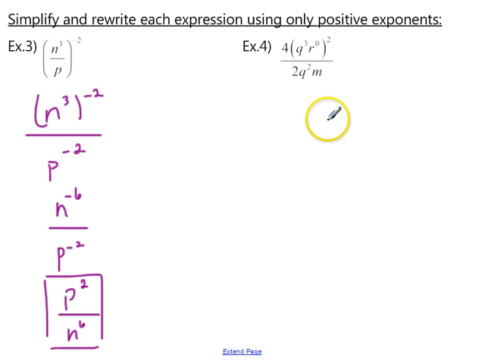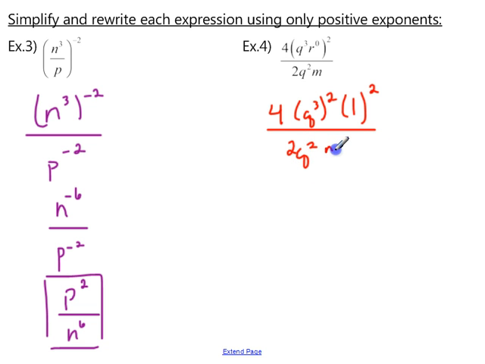For example 4, there are a few things going on, so let's go ahead and work with this. First, let's distribute this exponent to every term inside. So we have 4 times q cubed, and that's squared, and then r to the 0 power. Remember, anything to the 0 power is 1, so I'm just going to replace that with 1, and that's going to be squared all over 2q squared times m.